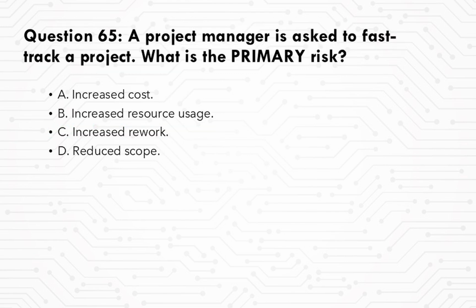Question 65. A project manager is asked to fast-track a project. What is the primary risk? A. Increased cost. B. Increased resource usage. C. Increased rework. D. Reduced scope. Answer: C. Fast-tracking increases rework risk due to overlap.